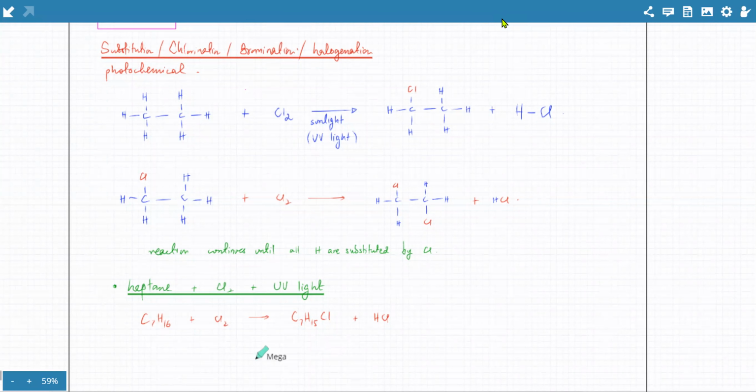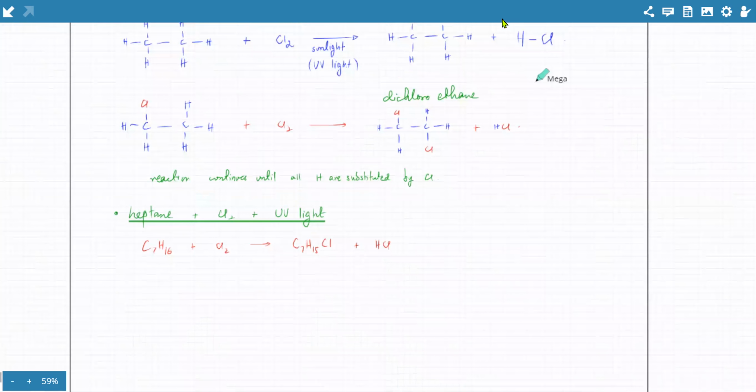अच्छा इसमें products क्या बनते हैं? The product, what are the names of the products? This is ethane. It was originally ethane, but now it's chloroethane. क्योंकि अब ethane के अंदर एक chlorine आ गया. So there's one chlorine present. This one is dichloroethane. Dichloro meaning the ethane has two chlorines now. So the naming is very simple.